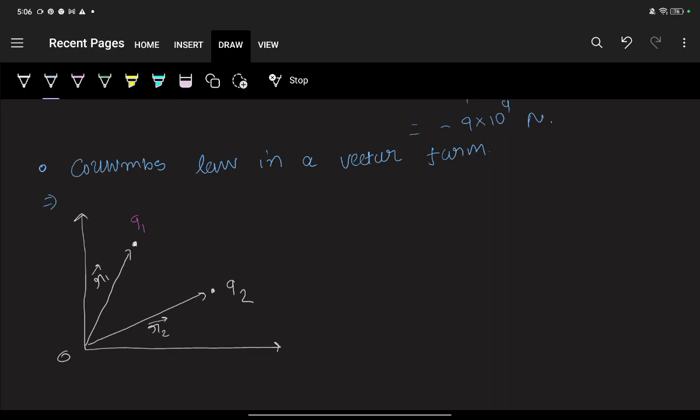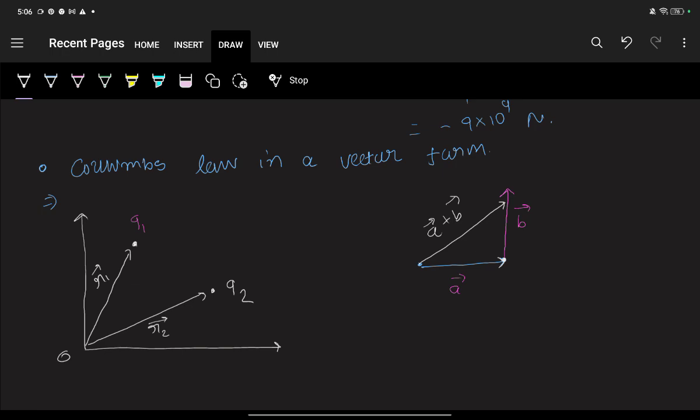Now, do you know how to add vectors? Vector addition. So let's say there is one vector a and there is a second one. If the tail and head are touching each other, that means the resultant vector will be the addition of both of them. Understood?